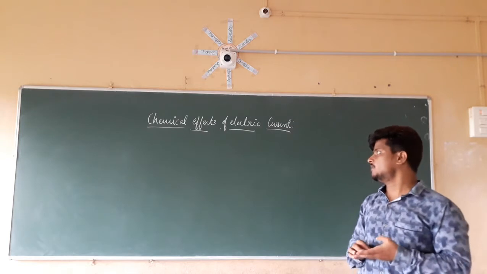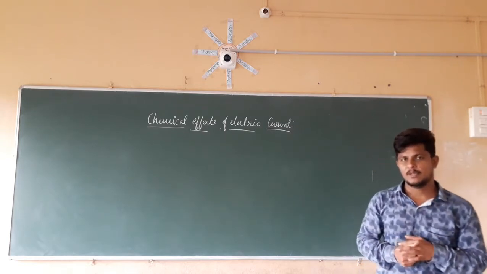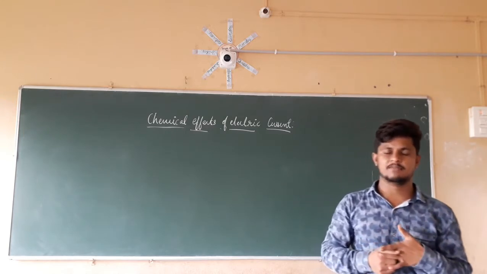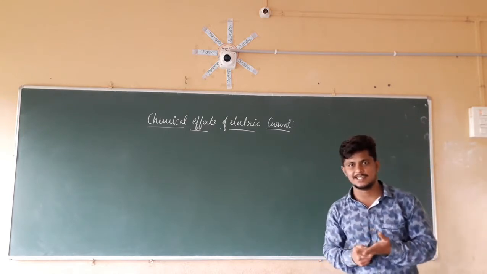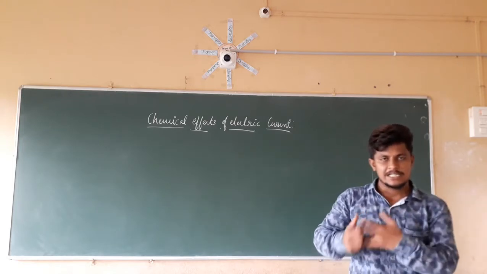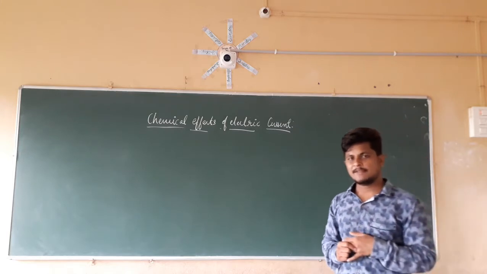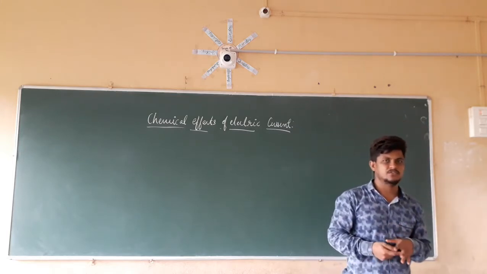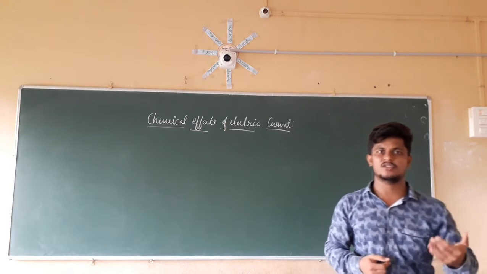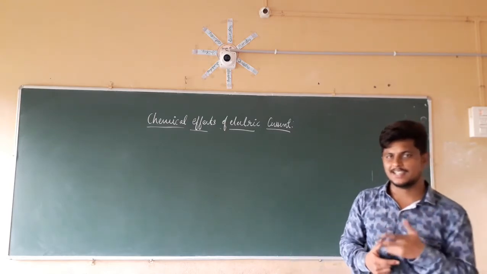In the last class, we were discussing the chemical effects of electric current. In that topic, we started with the introduction, where we studied what electric current is, that is nothing but the flow of electrons. In other words, it is the flow of charge from one point to another point. In the same way, we discussed conductors as well as insulators. Conductors are those which conduct electricity, whereas insulators are those which do not conduct electricity.